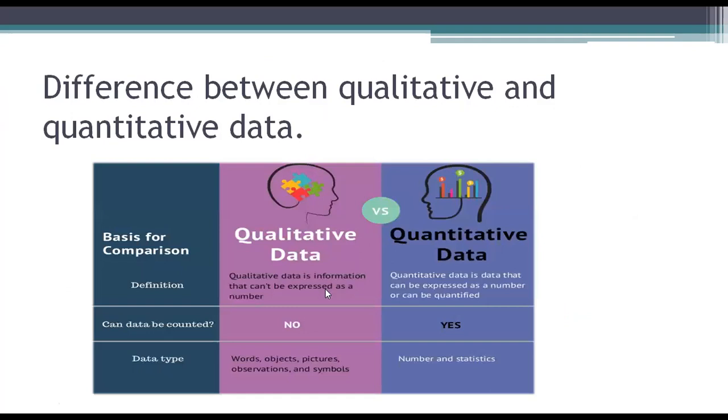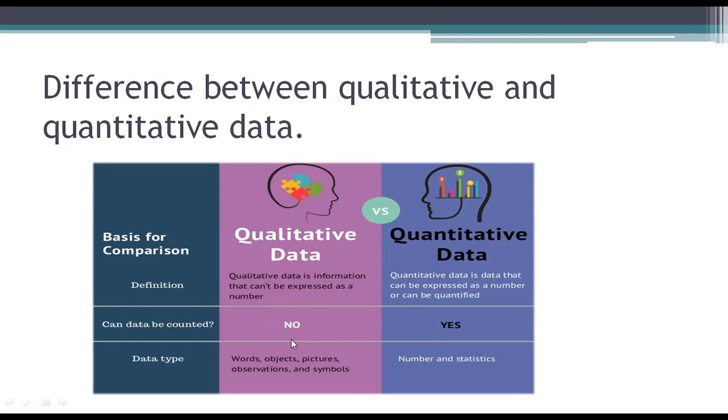So qualitative and quantitative data, basis for comparisons. First of all, we see the definition. Qualitative data is information that cannot be expressed as a number. And quantitative data is data that can be expressed as a number or can be quantified. From these definitions, we make a clear sketch. So can data be counted? Qualitative data, no. And quantitative, yes, because quantitatives are numbers and numbers can be counted.